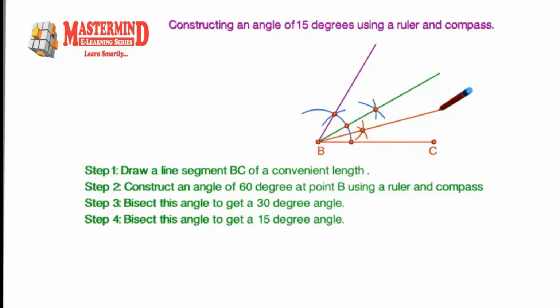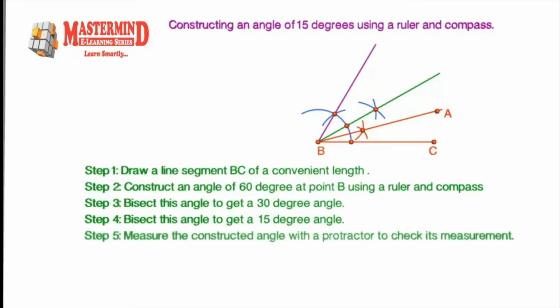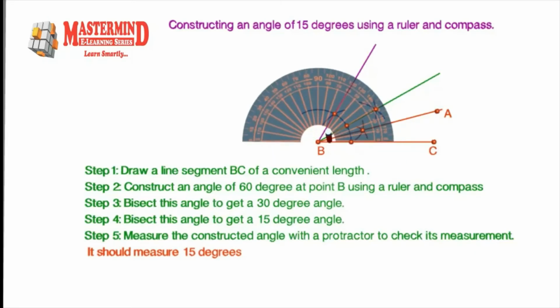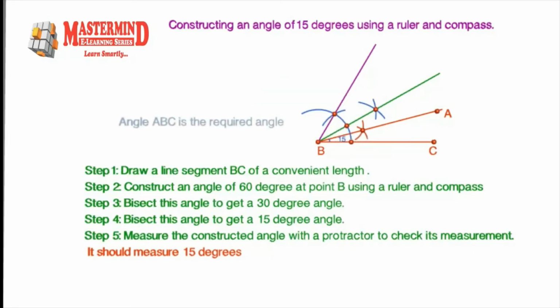This is our angle bisector. Our angle is ready. Measure the angle with a protractor to check its measurement. It should measure 15 degrees. Angle ABC is the required angle.